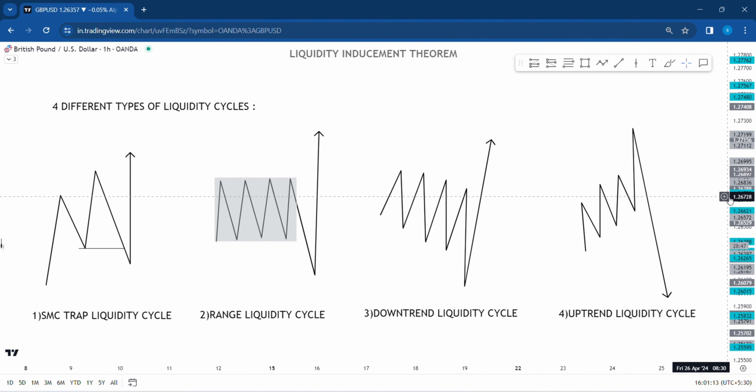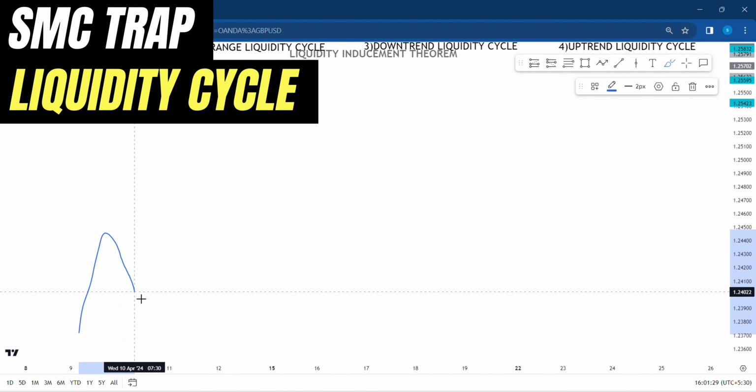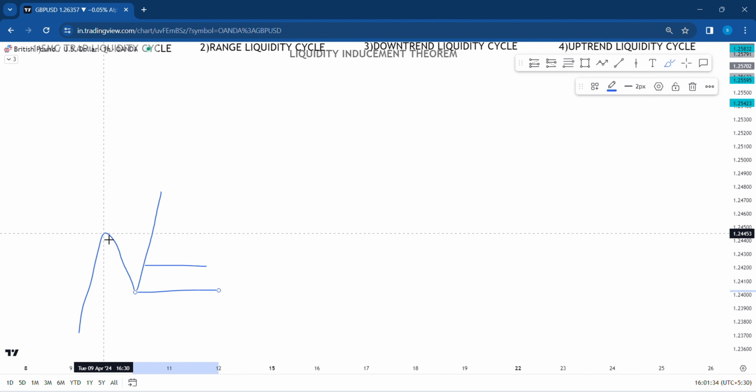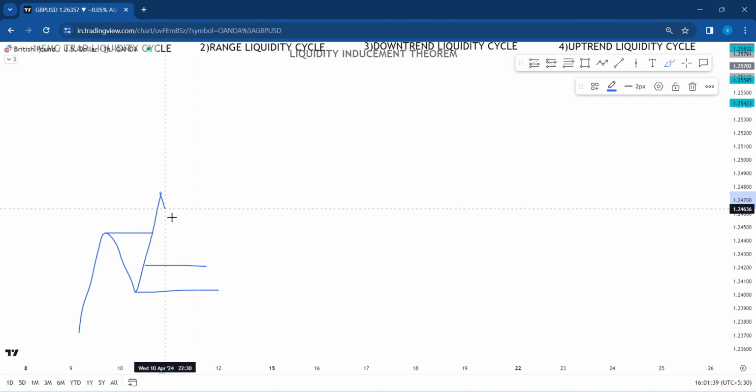The first one is the smart money trap liquidity cycle. Nowadays a lot of traders are smart money traders. They will assume the market will move from the structure. They will think this is the break of structure and this is the order block. But the market doesn't consist of any structure. It just moves from the liquidity pool to the liquidity. It just moves in cycles.